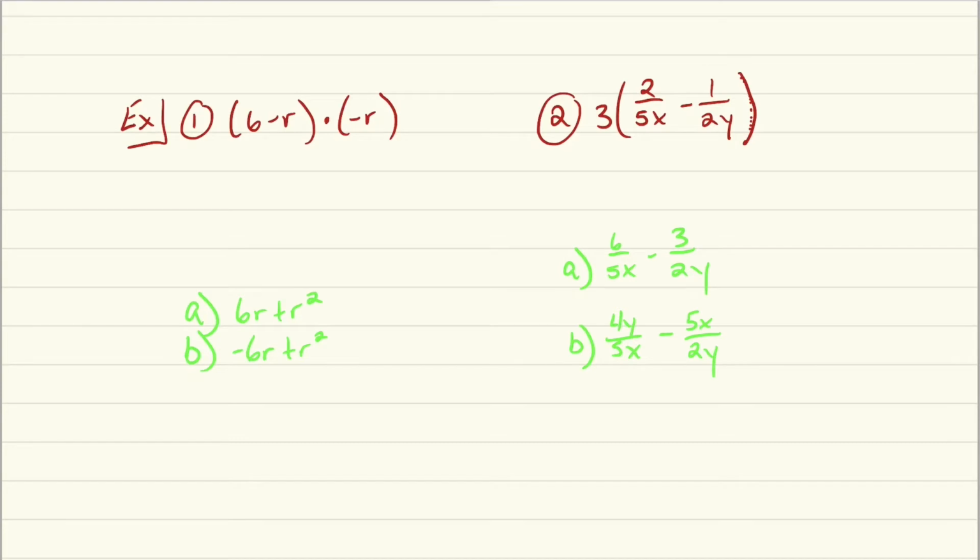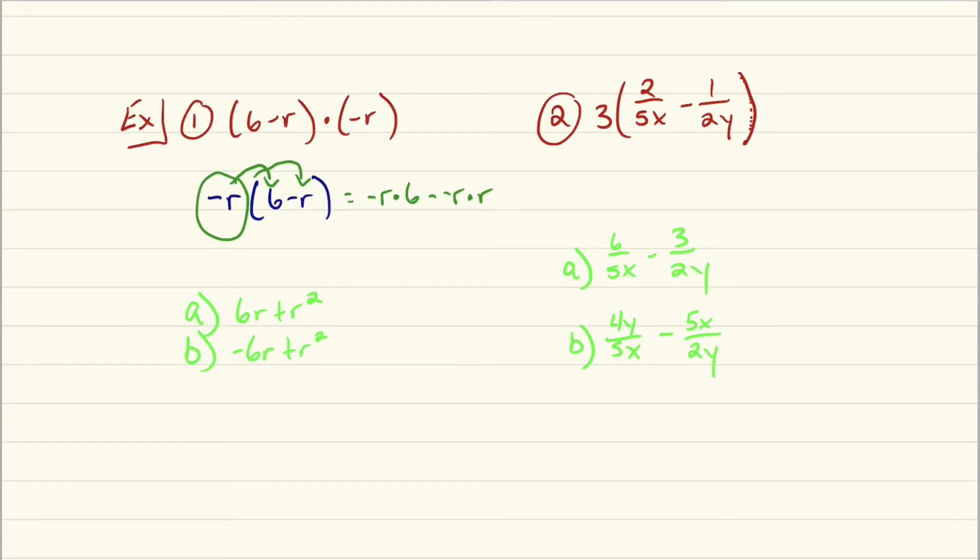Okay, so our first example here is 6 minus r times negative r. We know we have multiplication. If I wanted to rewrite this, I could rewrite it as negative r times 6 minus r. It's kind of weird, but what we see is immediately we have a distributive property problem. Using distributive property, we get negative r times 6 minus negative r times r.